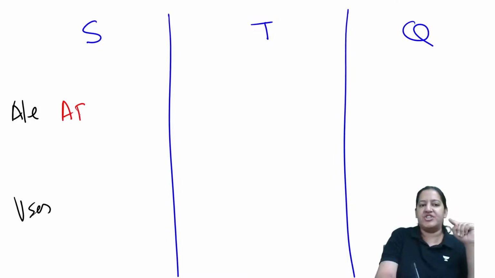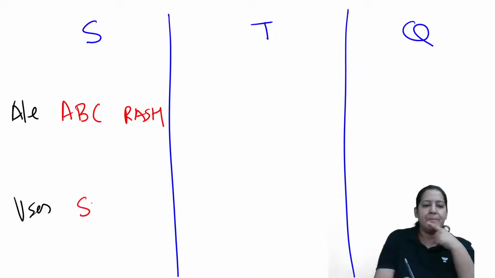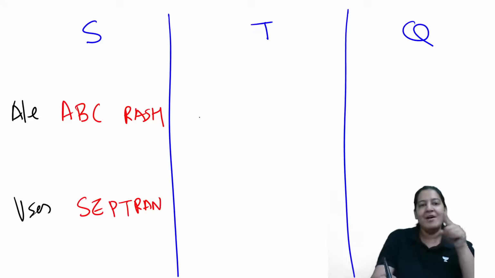The adverse effect is ABC rash. I'm having a mnemonic, ABC rash. I guess you know the full form. Right? The use is Septron. I guess you know the full form. The use is Septron. Give me a thumbs up.